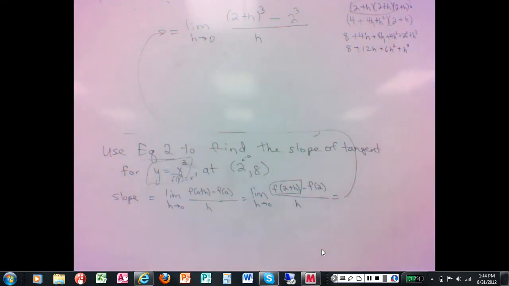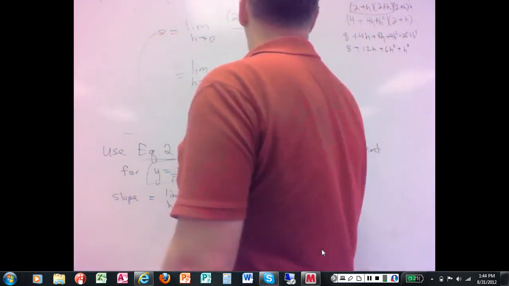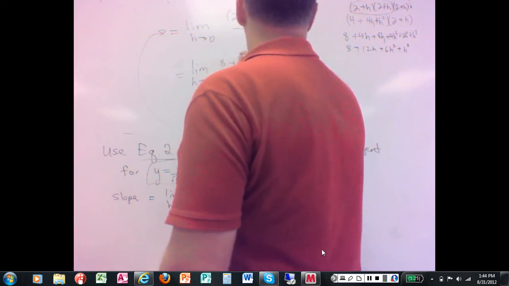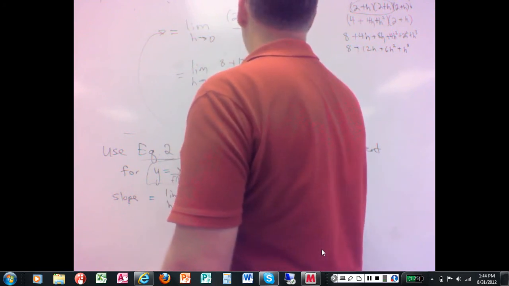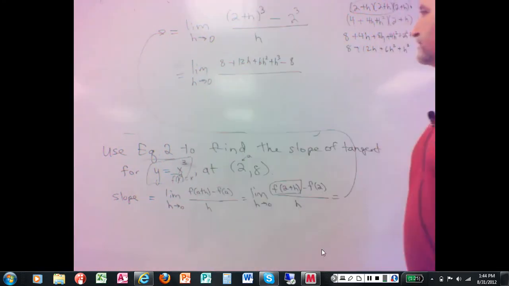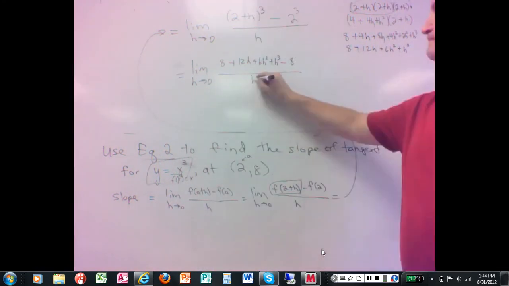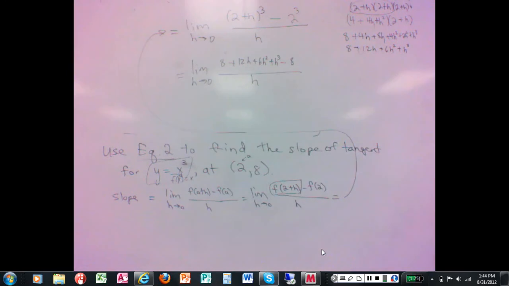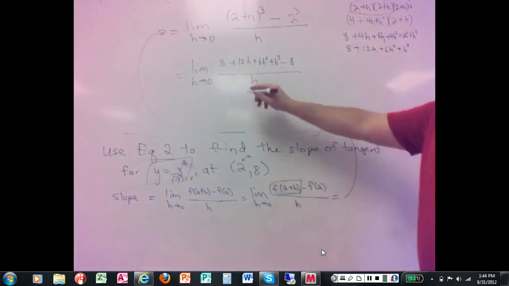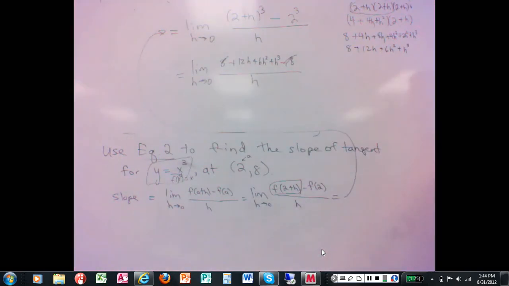Is that okay? Did I do that right? I think so. Okay. So that's 2 plus h cubed. So I get the limit as h approaches 0 of this, 8 plus 12h plus 6h squared plus h cubed, minus 8. What happens? The 8's go out. 8 minus 8.